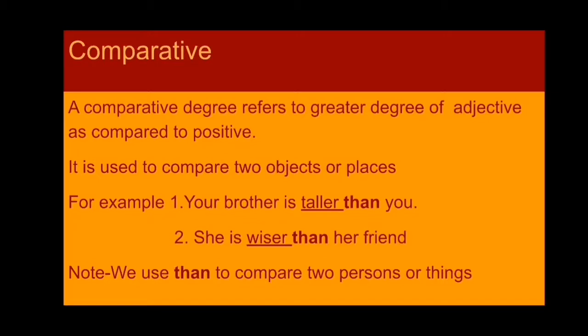Now here the one noun and pronoun is she and the second noun is friend, her friend. So here the comparison is done between she and her friend and the adjective is wiser and it is in comparative form because it is comparing these two persons, she and friend. And always remember, when we use a comparative degree of adjective, we always have a than in the sentence.